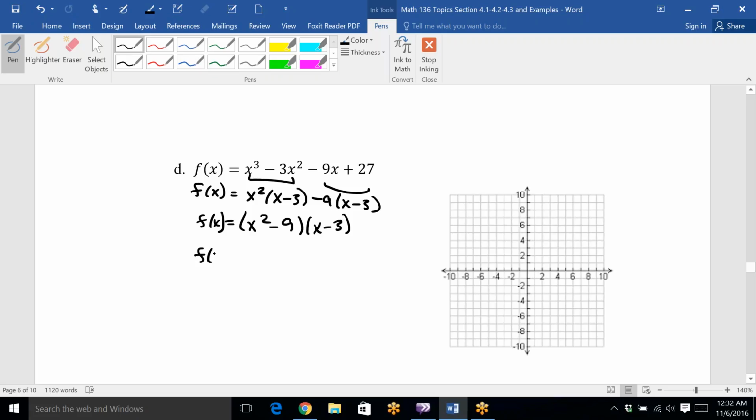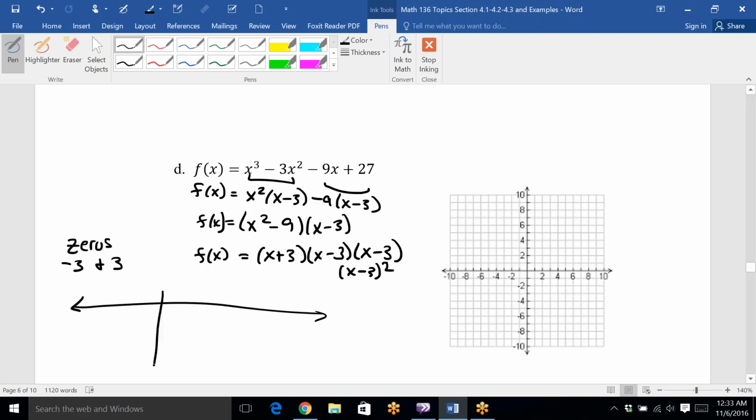X squared minus 9 is an x plus 3, x minus 3, but we already had an x minus 3, so that guy's going to be x minus 3 squared, which means he is a multiplicity of 2. So my zeros are -3 and 3. Put them on the chart. My intervals would be negative infinity to negative 3, negative 3 to 3, 3 to infinity. My test values, I could use negative 4, 0, and 4.